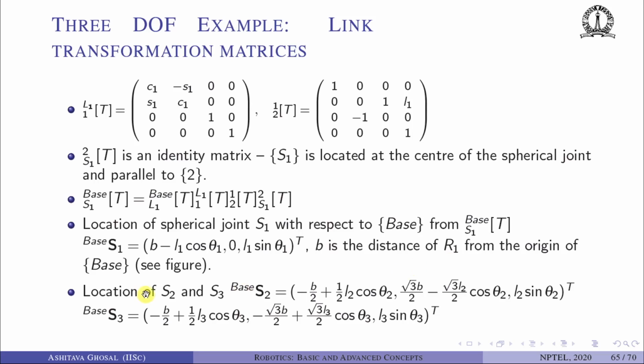Likewise, the position vectors locating the spherical joints S2 and S3 can be determined as minus B by 2, half L2 cos theta 2, and so on. We have assumed that these 3 points are 120 degrees apart, so that's why we get this root 3 by 2 and so on. So these 3 vectors can be obtained. Again, just go back to the DH table, find the link transformation matrices, multiply them, and then pick the last column of the 4 by 4 homogeneous transformation matrix.